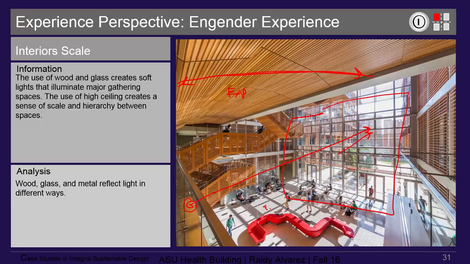The amount of light coming in does not look as shaded as I expected. I'd imagine there's a lot of glare in there. But the wood certainly gives you a feeling. Oh, here we go. This is good. Okay, so you did that. That's good. Wood, glass, metal reflect light in different ways.